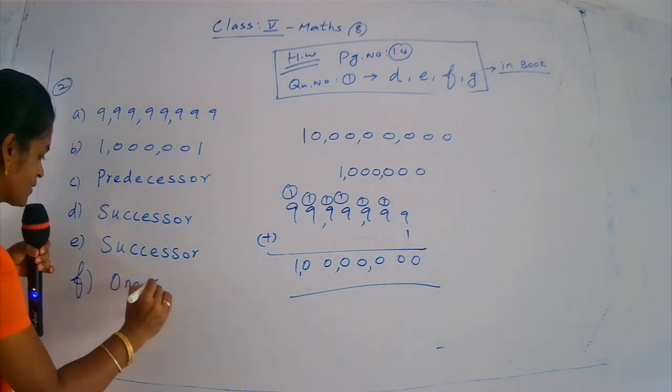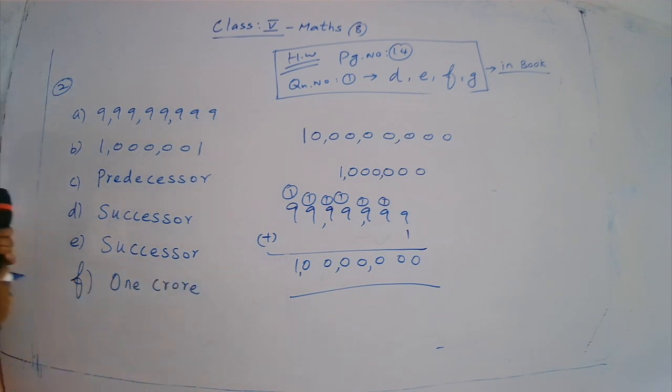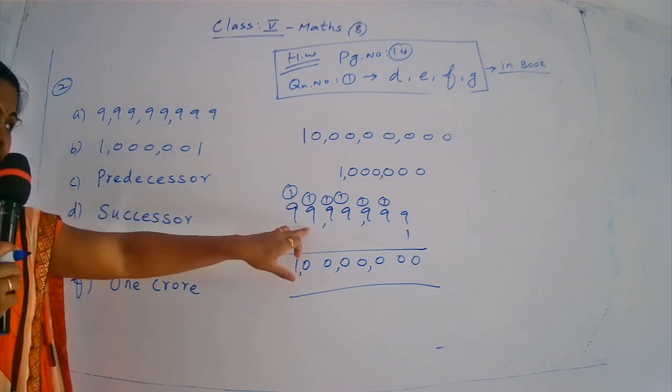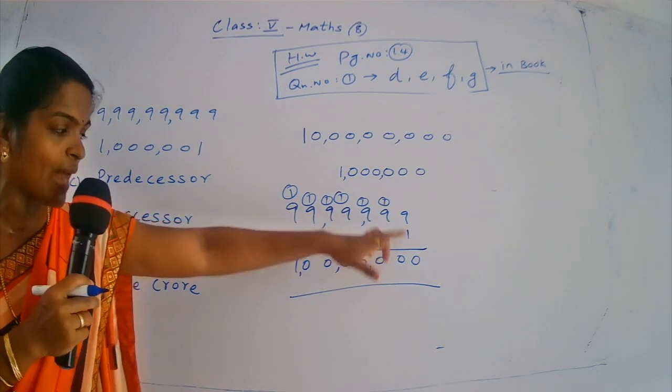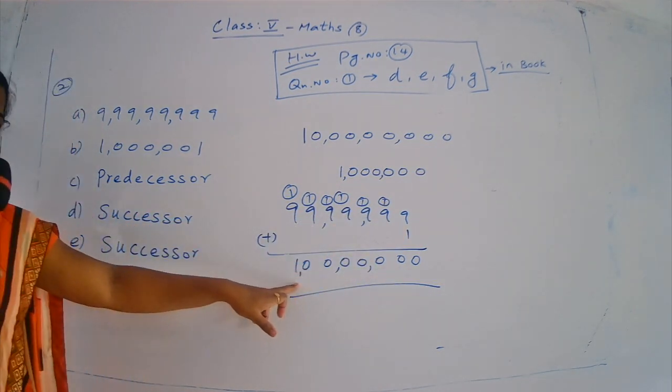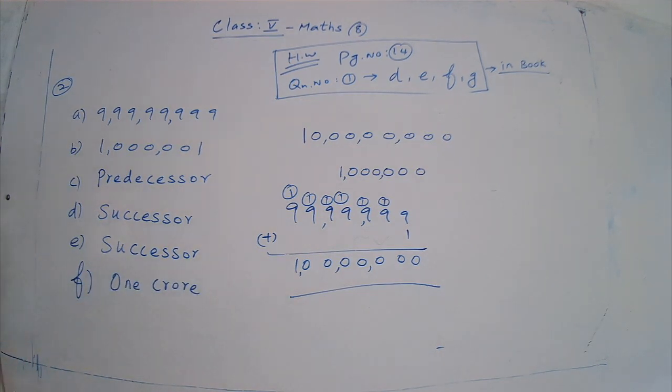Okay, children? Do you understand? They have asked us for its successor. So what do we do for a successor? We add one. When we add one, what do we get? 1 crore. Okay. So your answer is 1 crore. The successor of 99 lakh 99,999 is 1 crore. Okay. Write it in your book only.